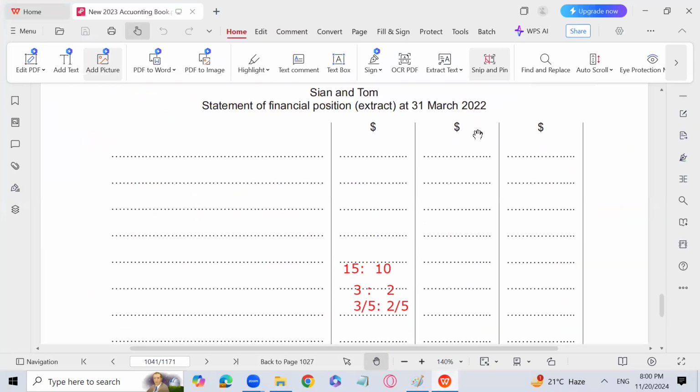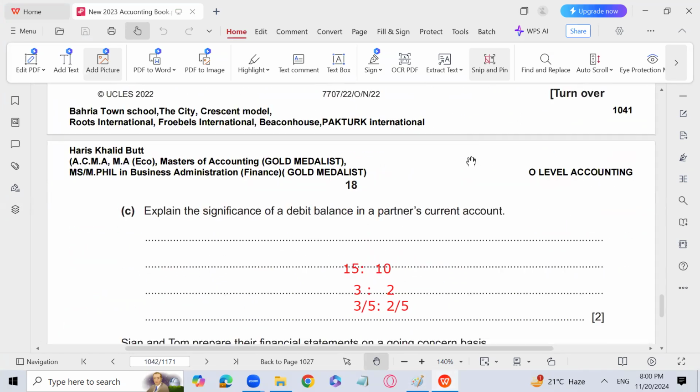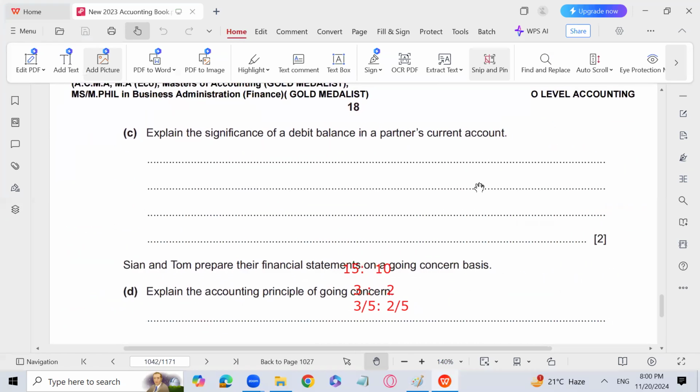Statement of financial position, we have already done with that. 8 marks are there. Explain the significance of a debit balance in a partner's current account. As I discussed with you, the debit balance means that the partner is having a loss in his current account. Maybe he has gone for more drawings. That is why he is facing a loss, or he is having a lesser share of profit. These are the reasons that the partner can have a debit balance, or he can have previous year losses also, which have come forward in the current year.